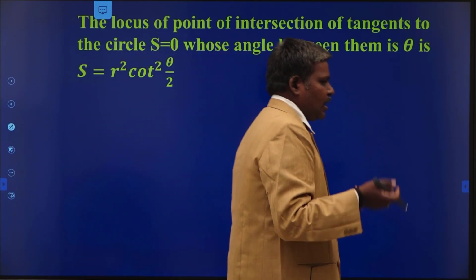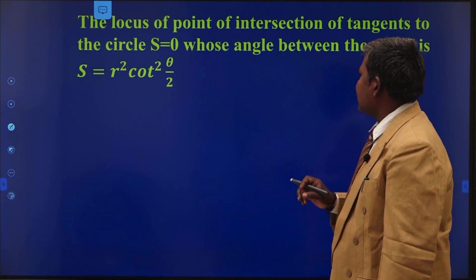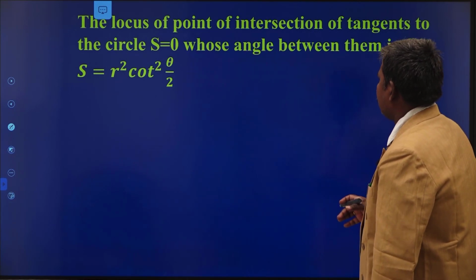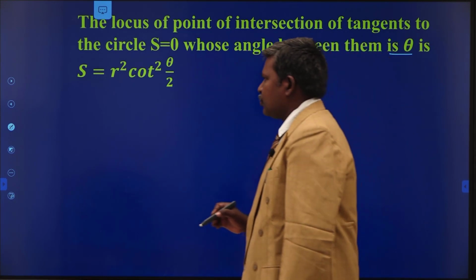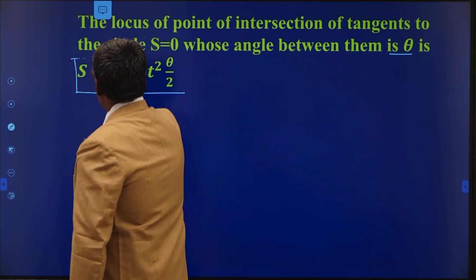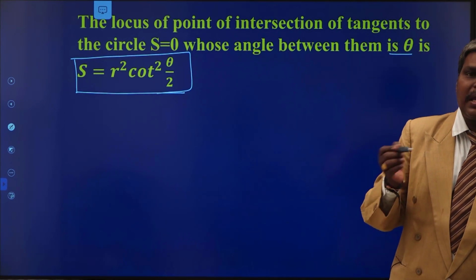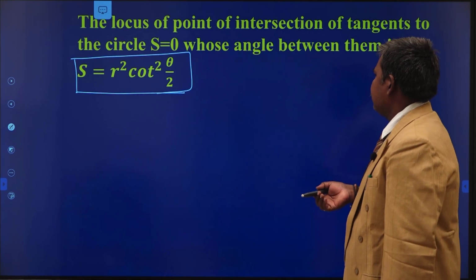See here, from the above concept we get this simple relation. The locus of the point of intersection of tangents to the circle S = 0, whose angle between them is theta, is S = r square cot square (theta/2). Very simple formula. This may be used in your objective questions. S = r square cot square (theta/2). What is theta? Theta is the angle between the tangents drawn from your given point.